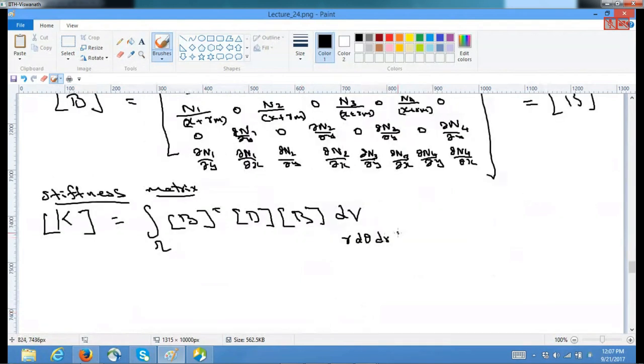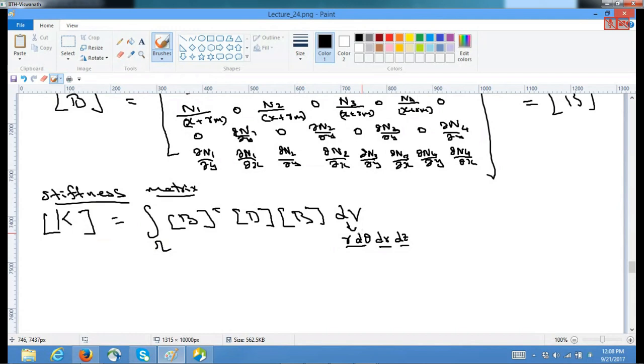This is the circumferential direction, this is the radial direction, and this is the axial direction. So dV is nothing but r dθ into dr into dz. This is how you compute your volume in a cylindrical coordinate system. So that's what we have shown here.